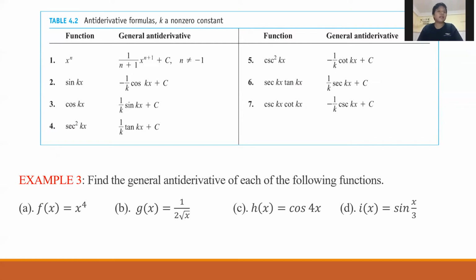Now, let's look at example 3. Find the general antiderivative of each of the following functions.